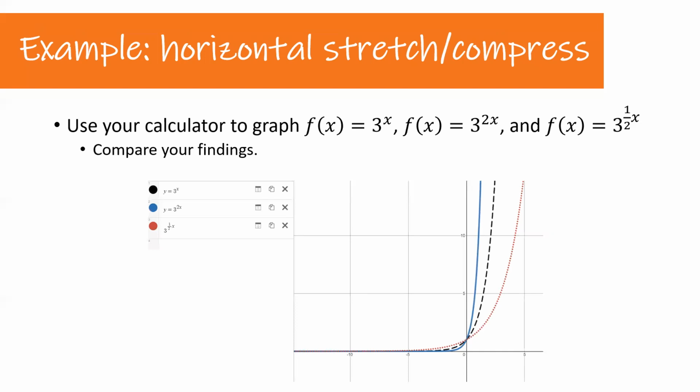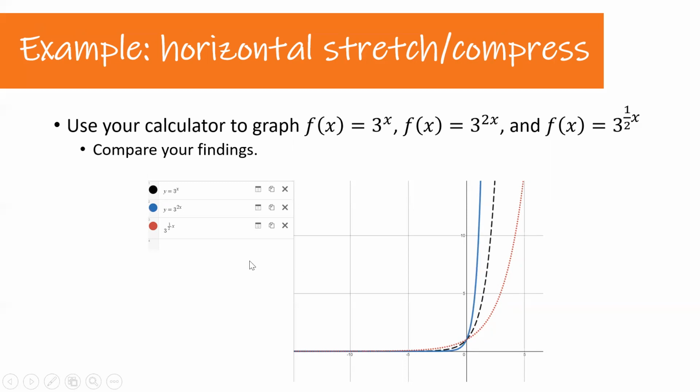Looking here, we see all three graphs on the same axes. Our parent function, 3 to the x, is this black dotted line here. Now the blue line is our y equals 3 to the 2x. So here, even though we had 2x, we had that horizontal shrink, that horizontal compression. So it got narrower. It shrunk up. Instead of spreading out all the way over here, it pushed up and shrunk up.